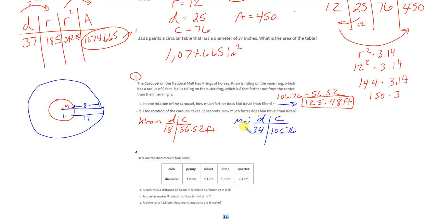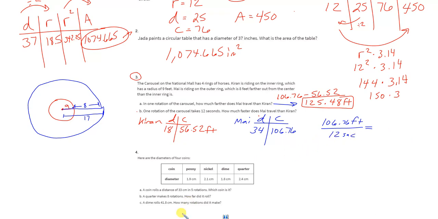So the carousel goes a complete rotation in 12 seconds. But the people on the outside go faster because they have a longer distance to travel. If you want a better ride, get on the outside of the carousel. That's generally how this works. So if May, let's do hers first, can travel 106.76 feet per 12 seconds, then her speed will be found by dividing those two numbers.